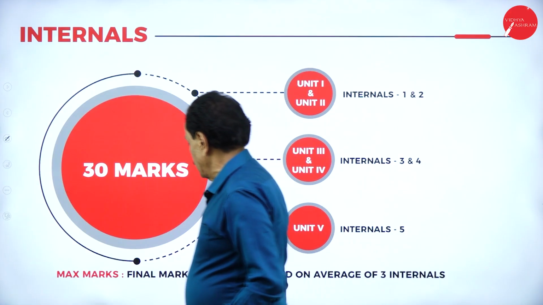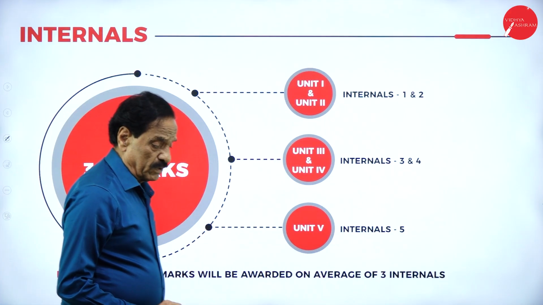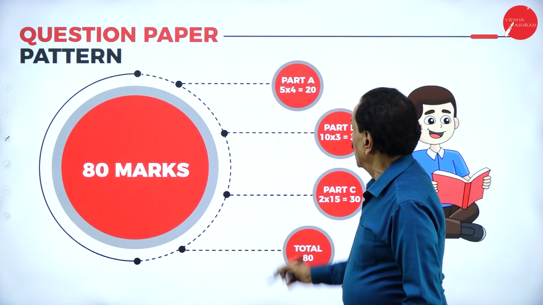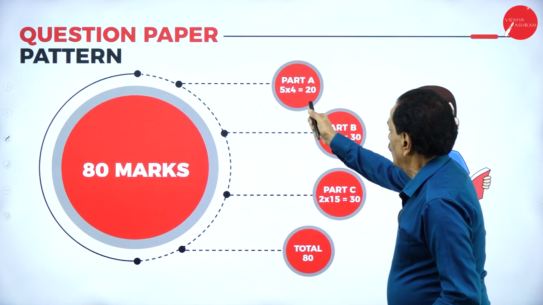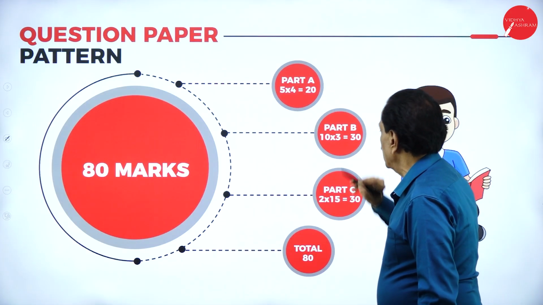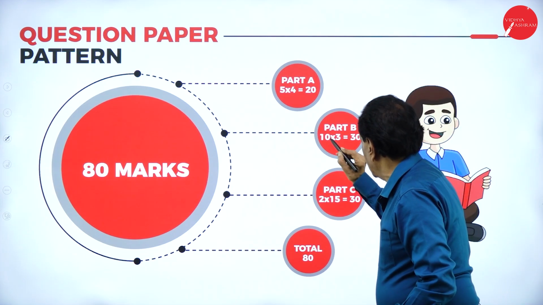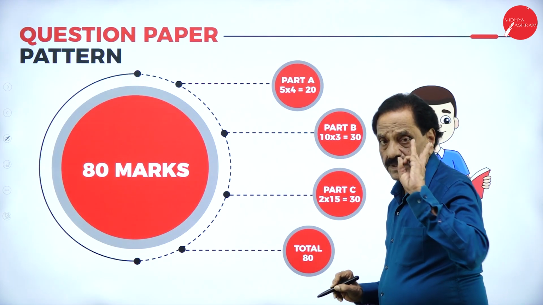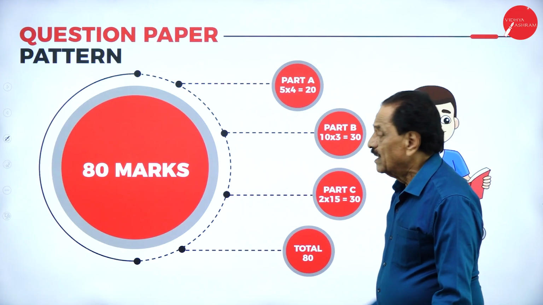30 marks, maximum marks, final marks. Units 1 and 2, 30 marks question. Then 80 marks question. Out of 6, you have to answer any 4 questions. 4 into 5, 20. Here we'll ask 5 questions. You have to answer any 3, each carrying 10 marks. Part C will ask 3 questions. You have to answer any 2, 15 each, totally 80 marks.